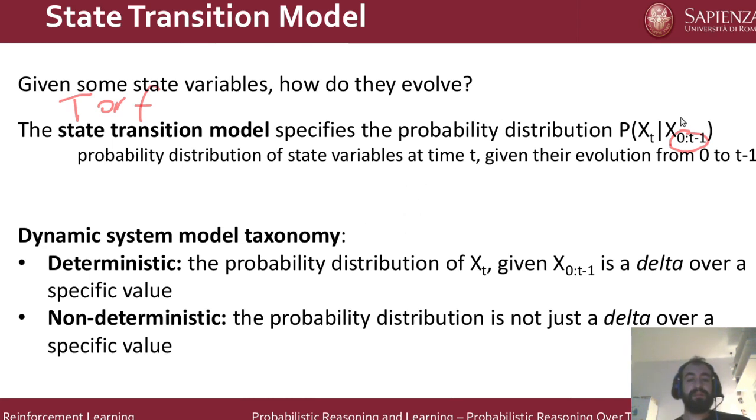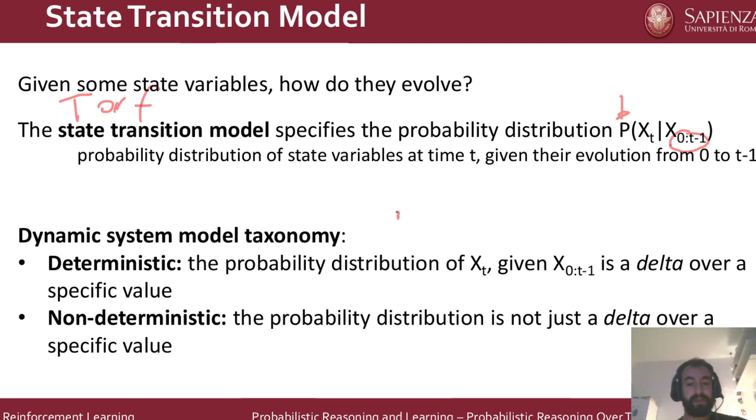Now, you see that here I mentioned that this is a probability. Why? Because dynamic systems can be deterministic or non-deterministic. If they're deterministic, then the probability distribution, this probability here, becomes a delta over a specific value. So you don't have a real distribution. You only have one single value that is generated from a previous state. A new state, always the same state, gets generated from the previous state.